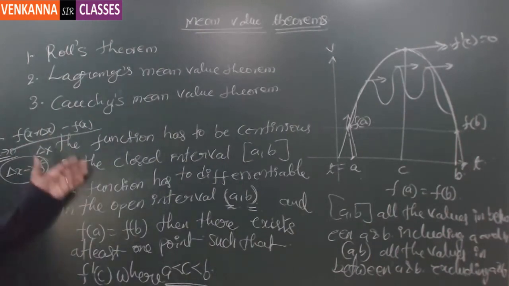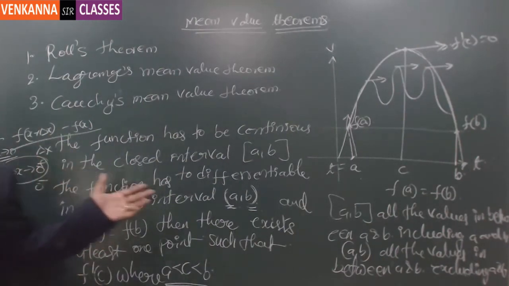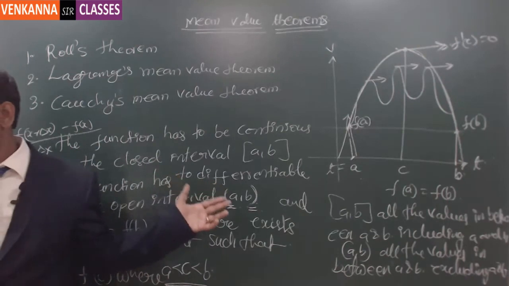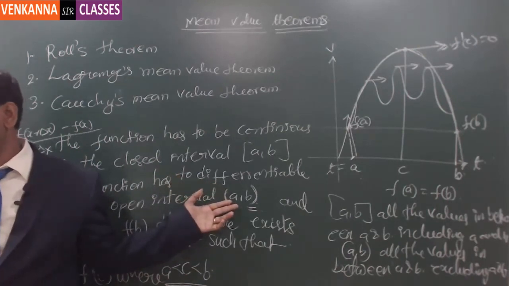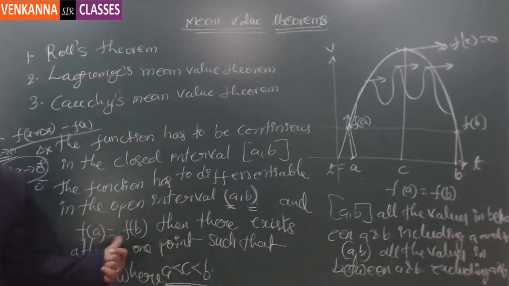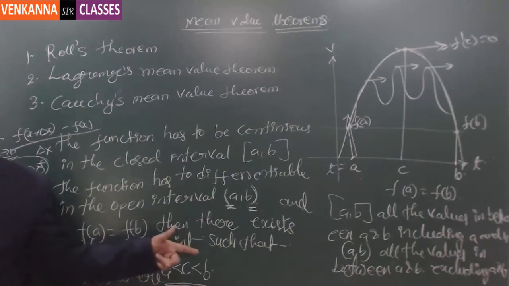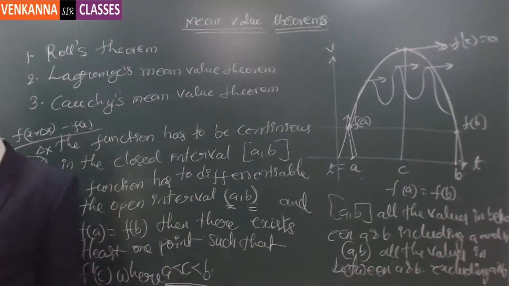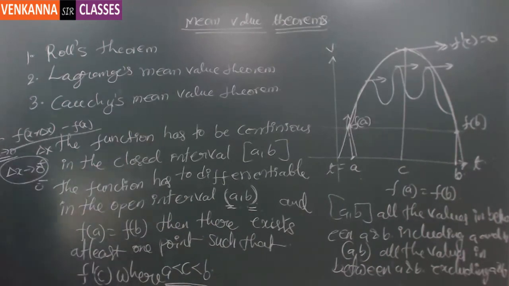As long as all three conditions hold, that is continuity in the closed interval A and B, differentiability in the open interval A and B, and f of A is equal to f of B, then there exists at least one point c such that f dash of c is equal to 0. Make this correction, equal to 0. Got it?